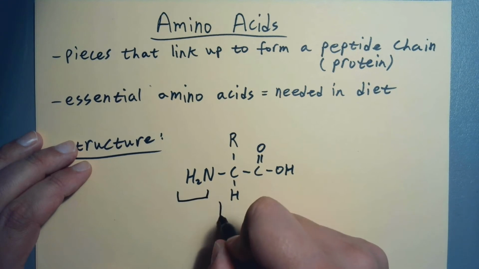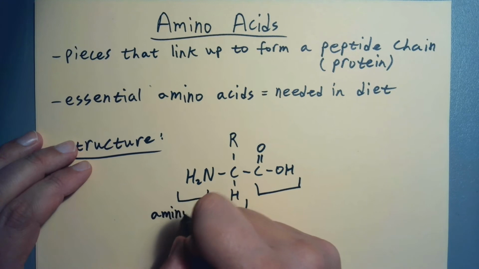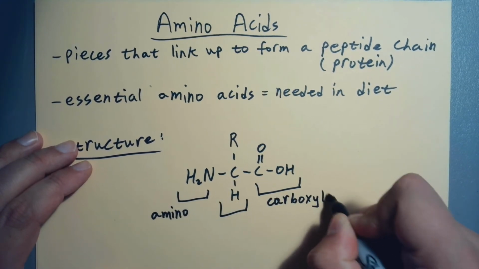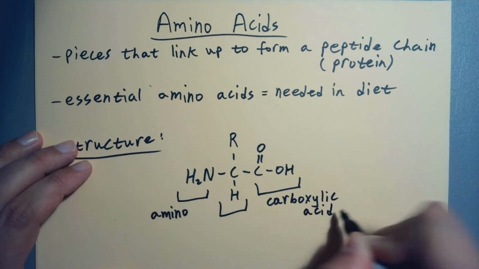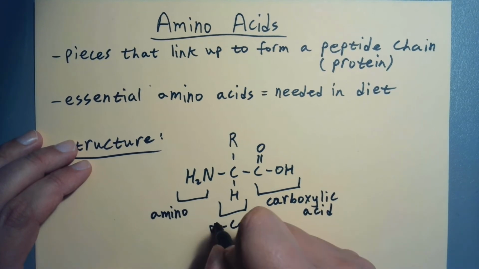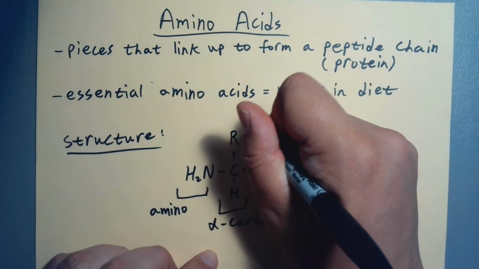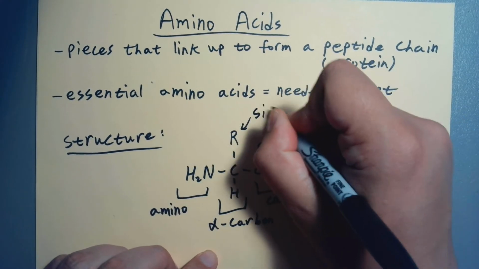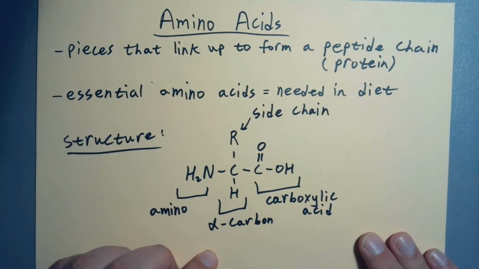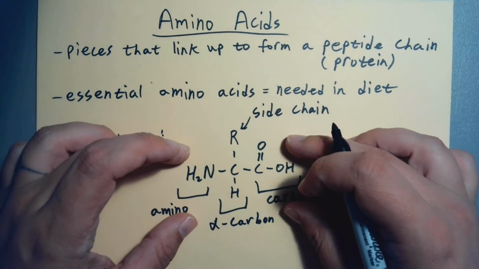But we've got three pieces here. So we've got an amino group, we've got a carboxylic acid. And they're not right next to each other because in the middle we have what's called the alpha carbon. So this is the Greek letter alpha right here. And off of the alpha carbon we have what's called a side chain, which is exactly like what we talked about before. So this is like our main group. This is what defines an amino acid.